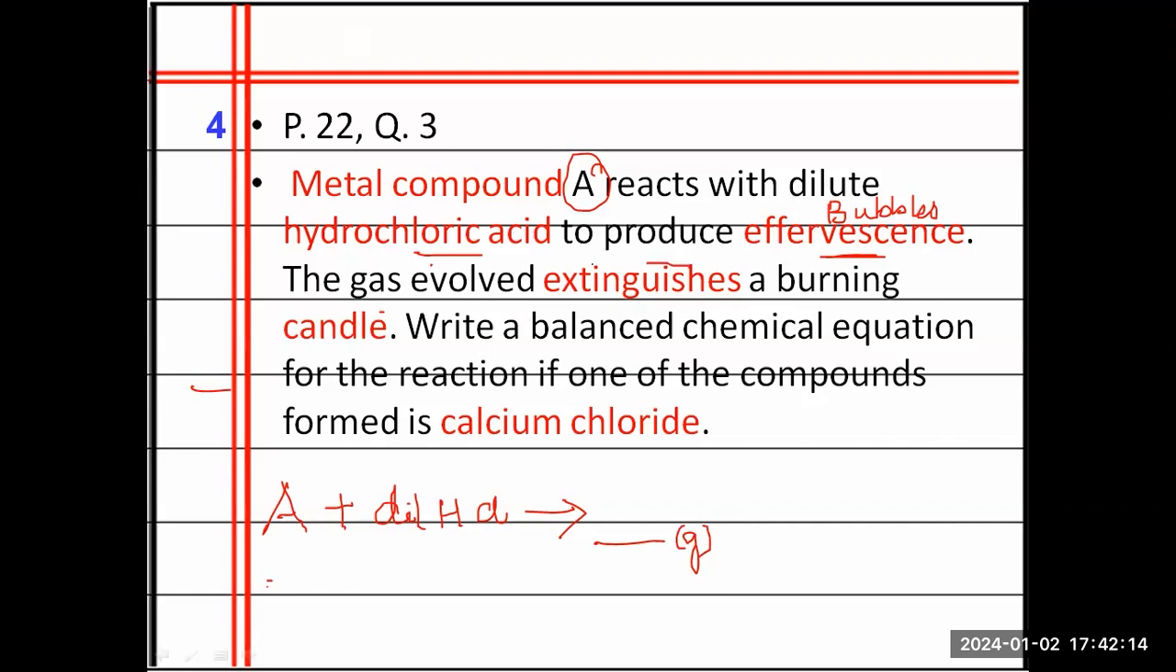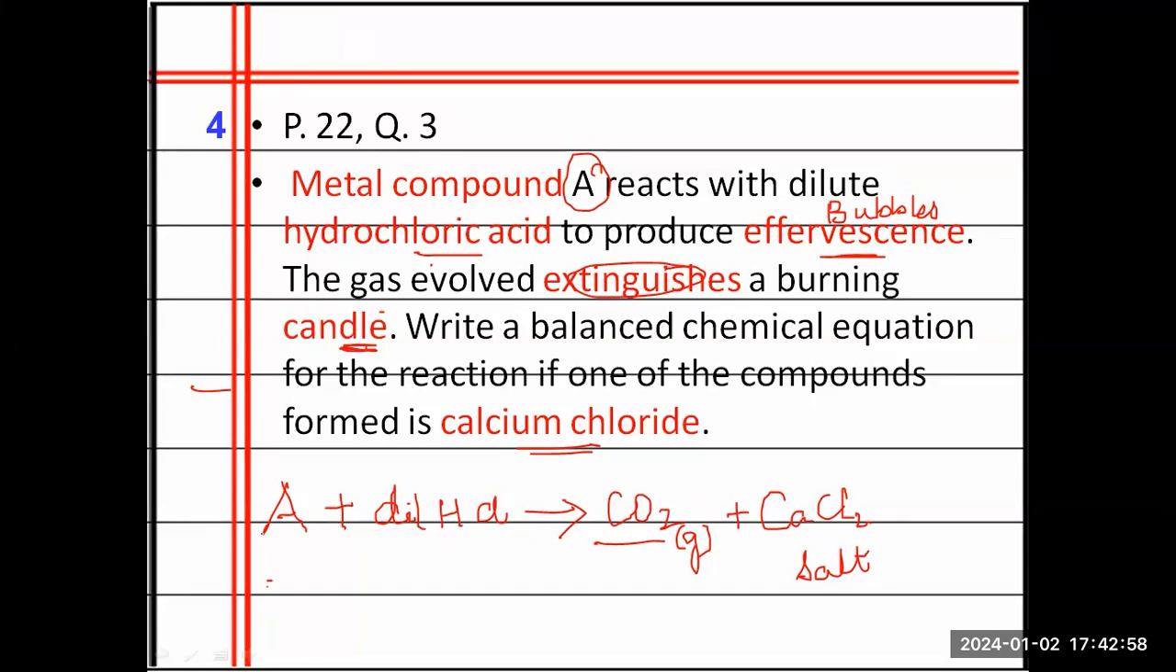The gas evolved extinguishes a burning candle. So one hint you got here, which gas it could be, but let us confirm. Let us read it further. Write a balanced chemical equation for the reaction if one of the compounds produced is calcium chloride, CaCl2, which is a salt. This is the salt. Now, it says that the gas extinguishes the candle. So it is carbon dioxide gas because we very well know that this gas is used in fire extinguishers also. Let us now verify. So carbon dioxide gas is produced here.